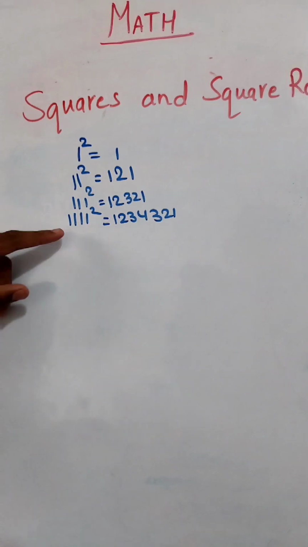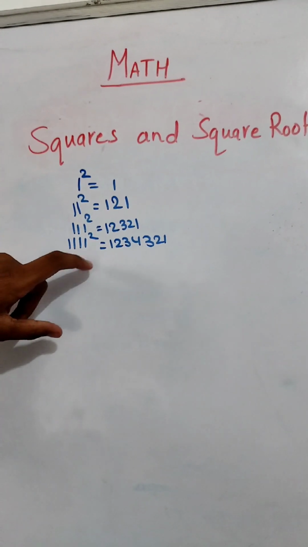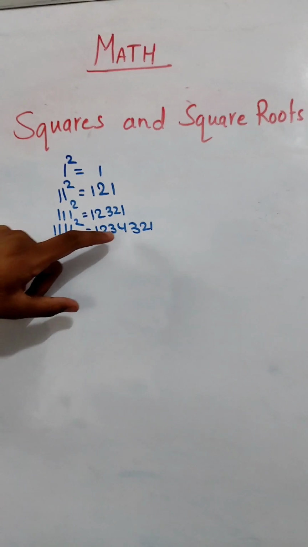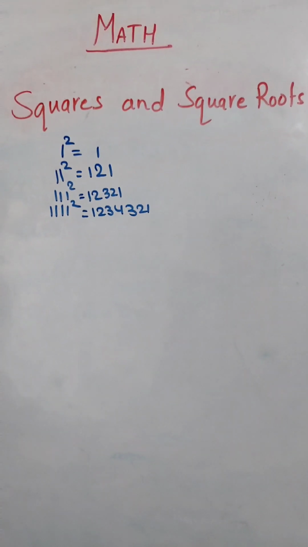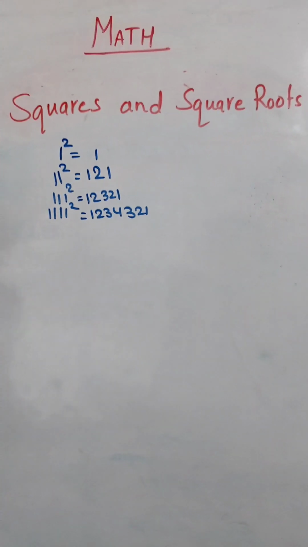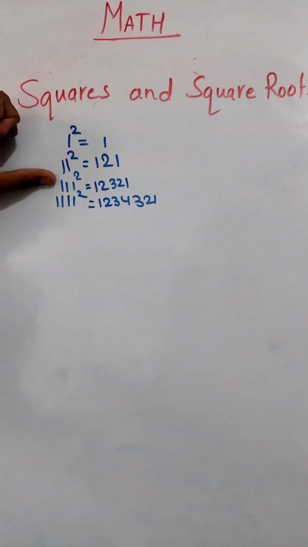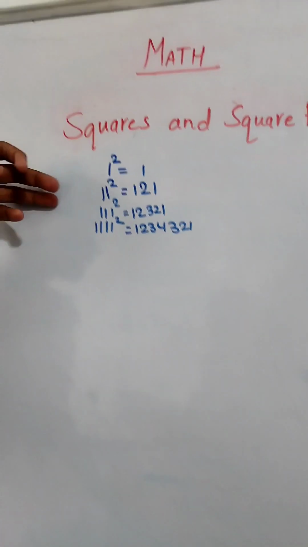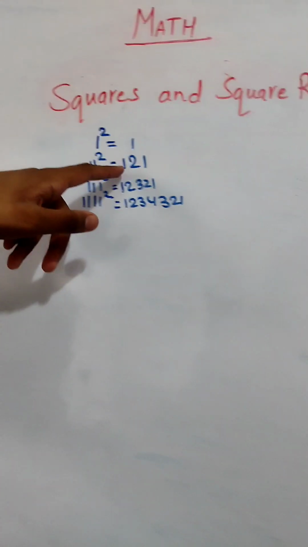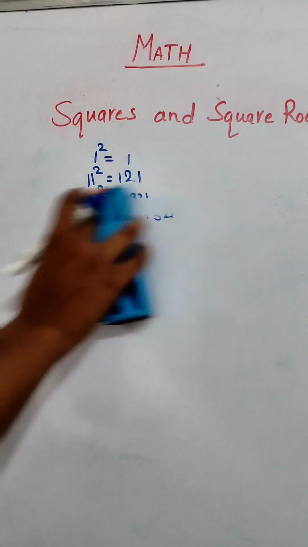So we can see that 1111 square is equal to 1, 2, 3, 4, 3, 2, 1. This is a unique result of a square number, and how by just adding a 1 to the number, we get a very special pattern formed.